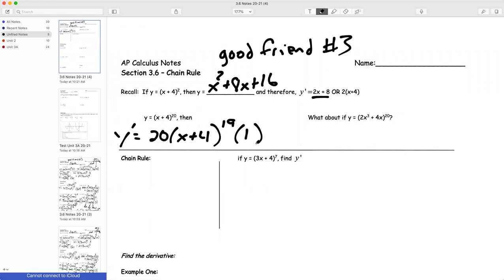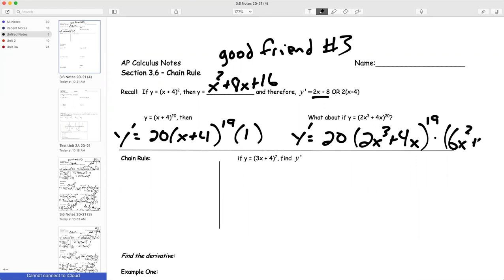Let me do another one, and it's probably a little more clear. Here, 20 comes up front. The 2x to the third plus 4x comes down. I'm going to subtract 1 from my exponent, which would give me 19. And then I'm going to multiply by the derivative of what's inside there, which is 6x squared plus 4. So the 1 here comes from the derivative of x plus 4.